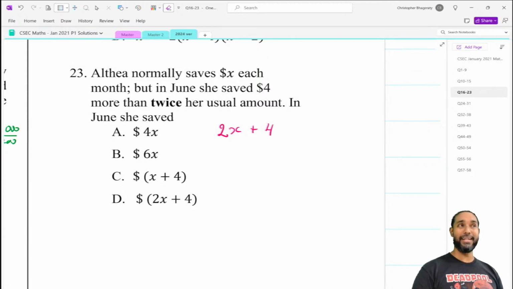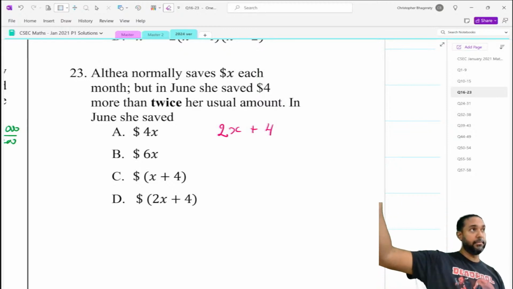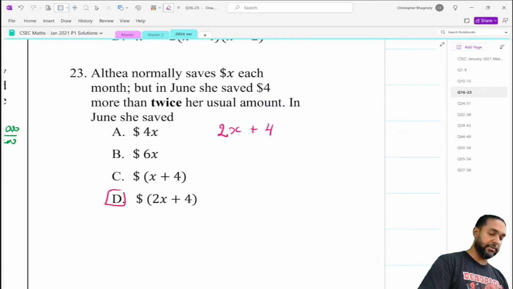If you're ever in doubt with algebra like this, just give X an easy value to use. So let's say she only saves 10. She saves 4 more than twice her usual. Twice 10 is 20. 4 more is 24, which is 2 by 10 plus 4. So 2 by x plus 4.